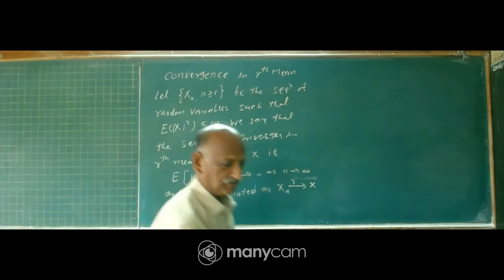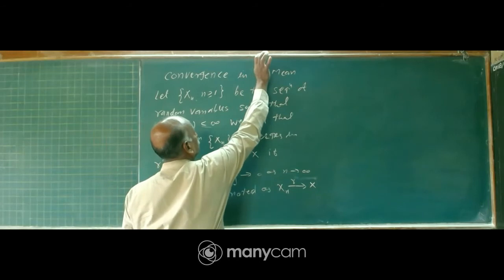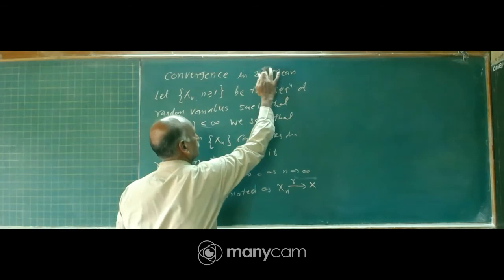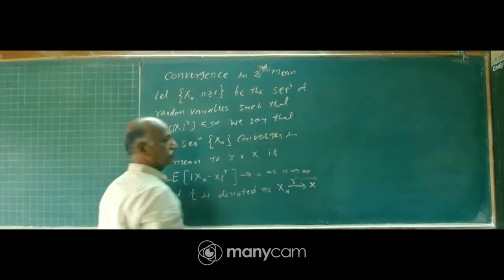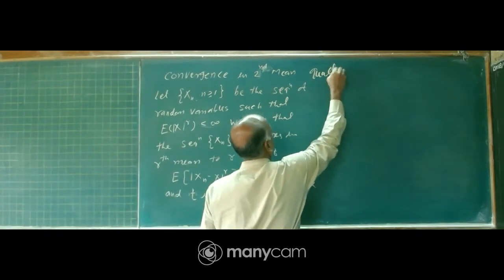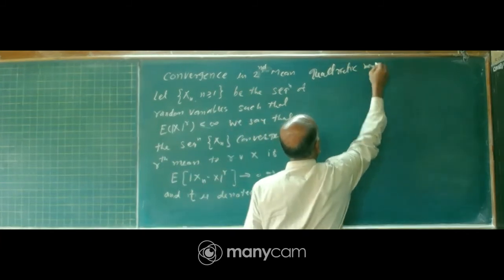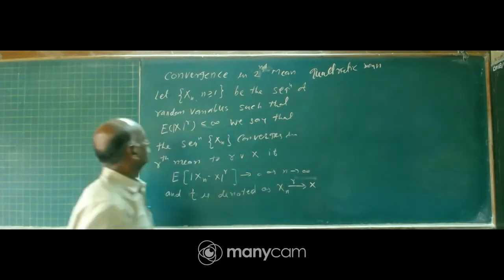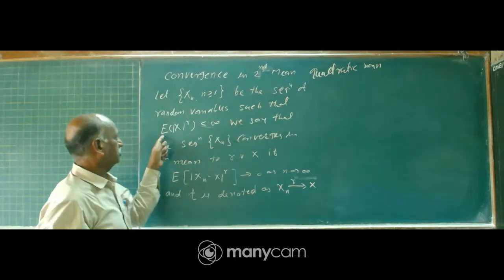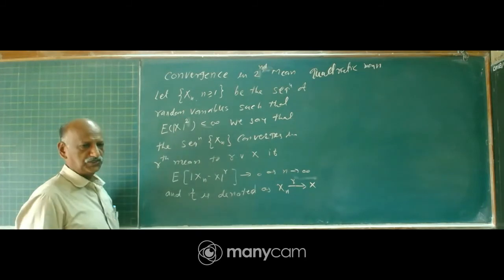Now we have a particular case. If instead of r we take 2, we call it convergence in second mean. Second mean is what we call quadratic mean. So the power is 2 for quadratic mean.